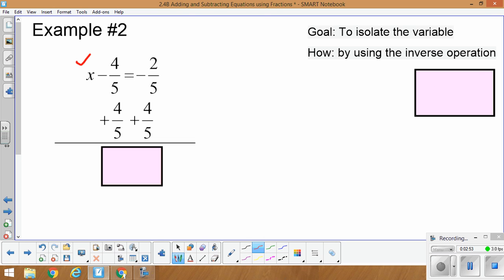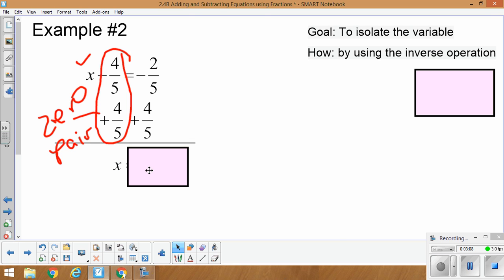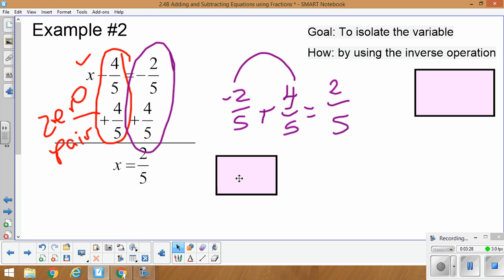So here on the left we have minus 4 over 5 plus 4 over 5. Remember, this is called a zero pair, so those cancel out. So on the left side, all that's left over is x. On the right side, I have negative 2 over 5 plus 4 over 5. Since my signs are different, I'm going to do 4 minus 2 to get 2 over 5. So x is equal to 2 over 5.